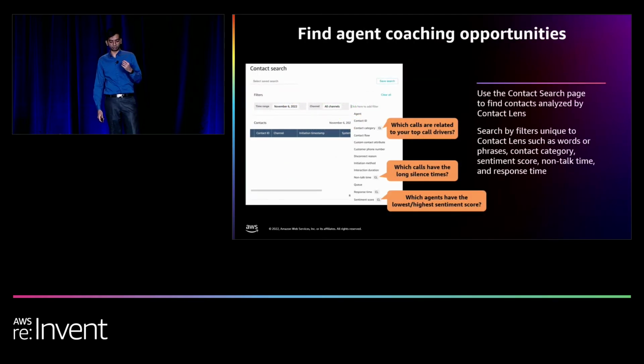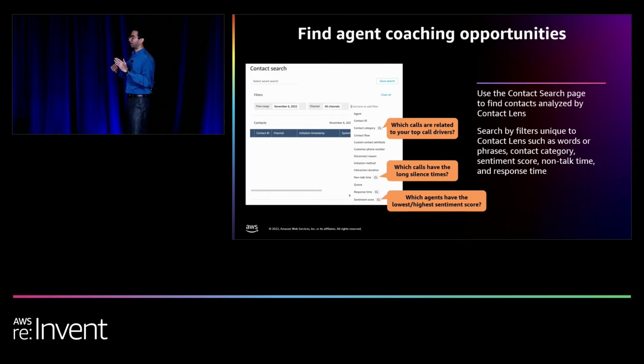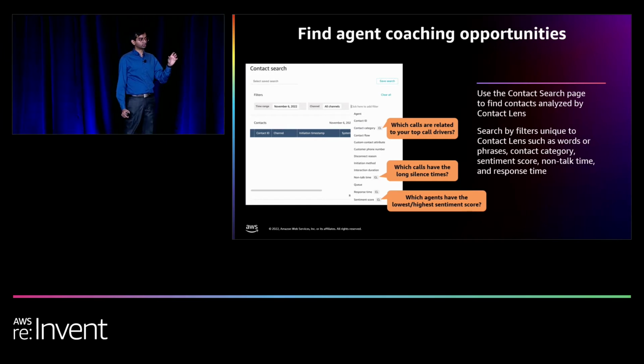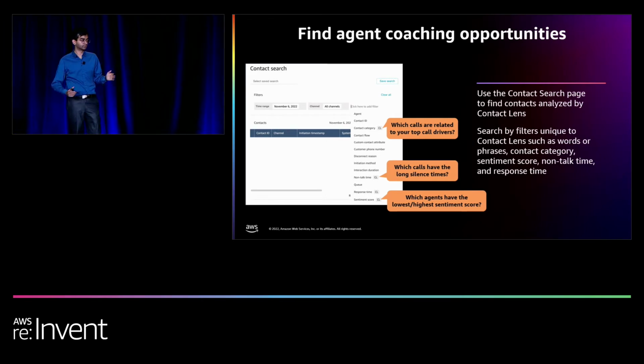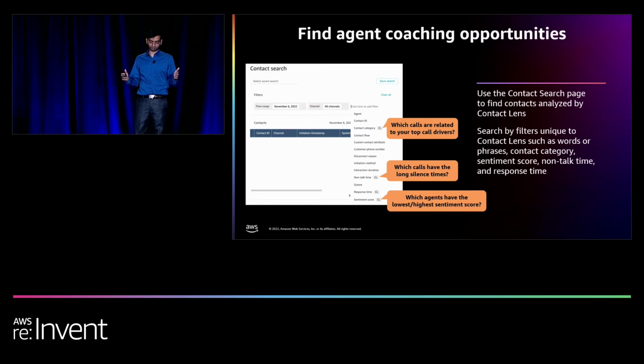Now, in order to find opportunities to train agents to get better or to reward good behavior, supervisors have historically done random sampling of calls. With Contact Lens, you can search based on words or key phrases present in transcripts. You can search based on categories that you've set up. You can search based on sentiment score. And you can also search based on non-talk time.